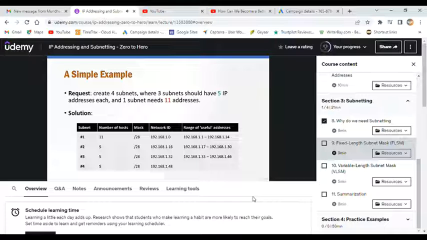The range of useful IP addresses for that subnet will be from 192.168.1.49 to 192.168.1.62. And the broadcast IP address there is going to be 192.168.1.63. And if in this example we had a fifth subnet, then the network ID for that subnet would be 192.168.1.64.